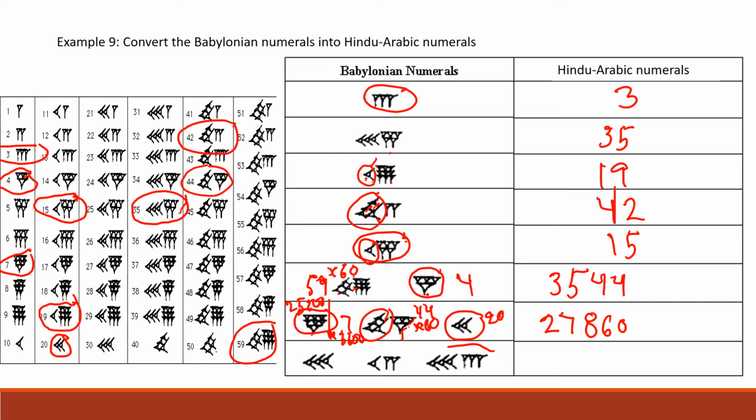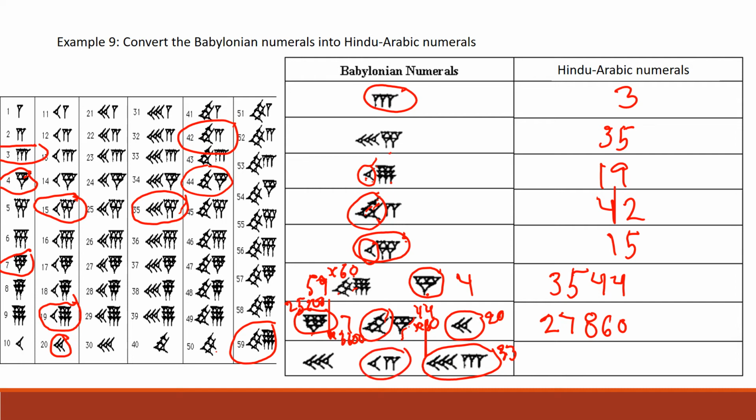Last one. Looks like we're in the 30s. It has 3 sideways arrows and then 3 right side up arrows. So that'll be in the 30s. 33.